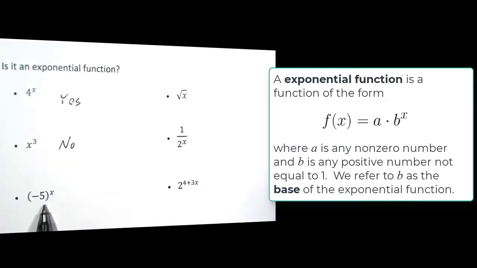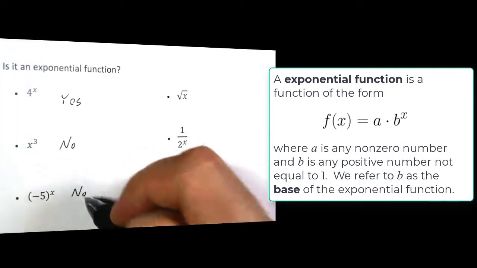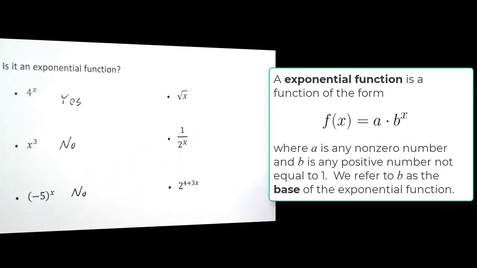What about this guy over here? Well, let's see. Can I find numbers a and b so that this matches the definition? Well, I could have a be 1 and b be negative 5, but look at the requirement on b. b has to be a positive number. Here this number is negative. So that does not meet the definition.